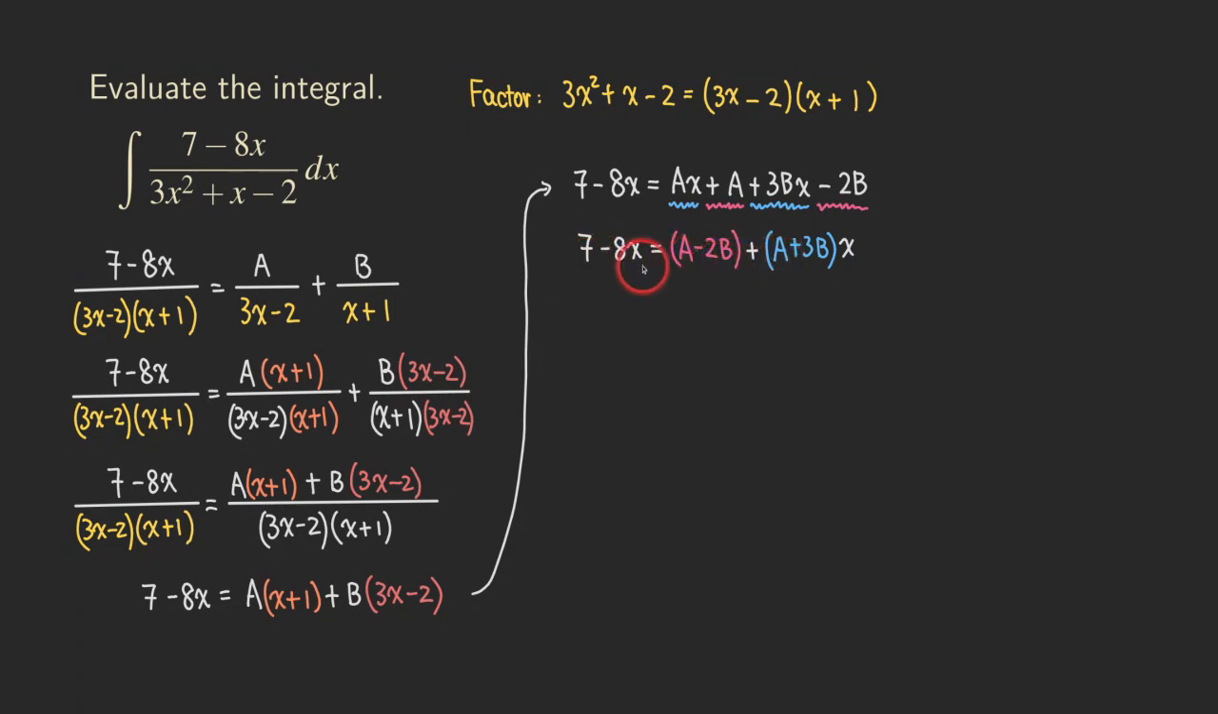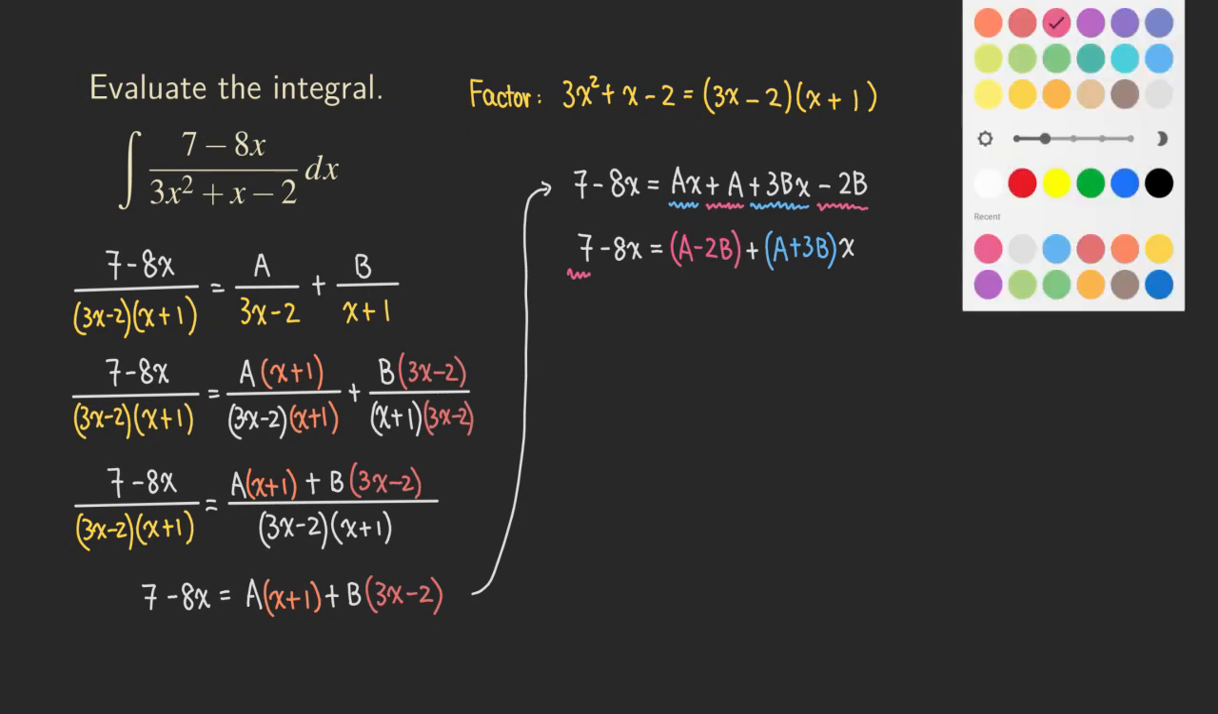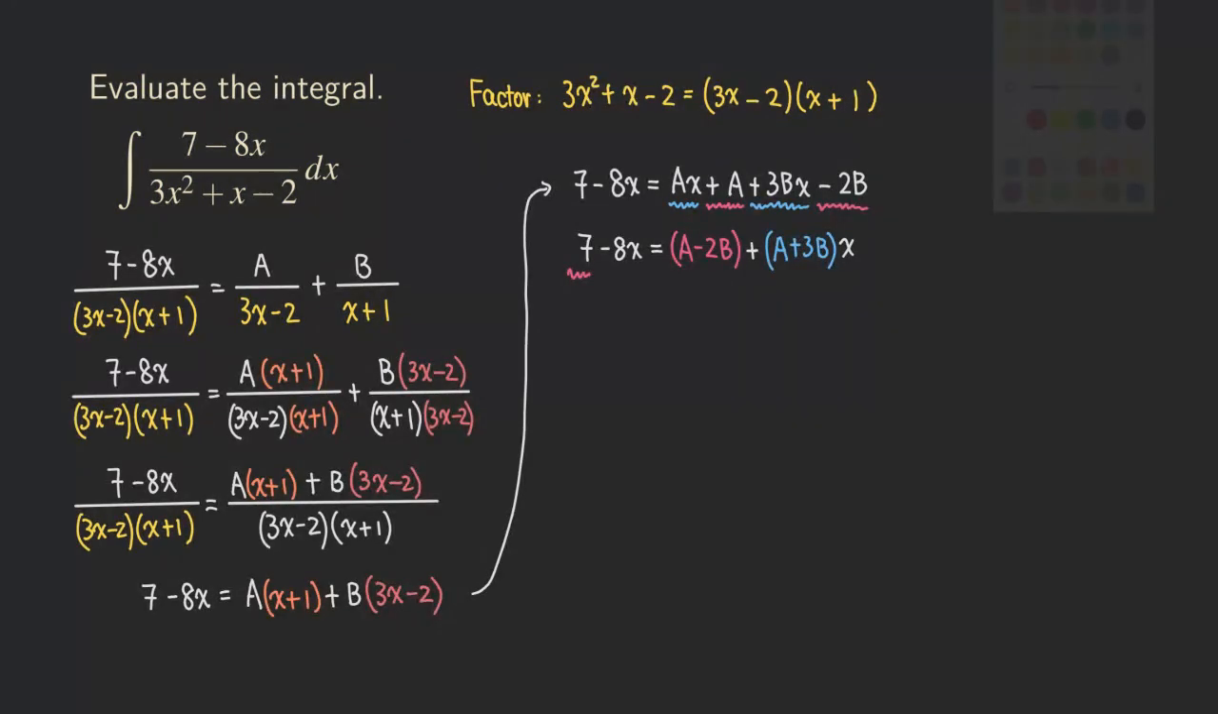So a minus 2b is actually equal to 7. And then the a plus 3b is actually equal to negative 8 here. So see what's going on here? We have the a minus 2b is equal to the 7, and then the blue stuff, which is the a plus 3b, which is equal to negative 8. Okay, so now what do we do?